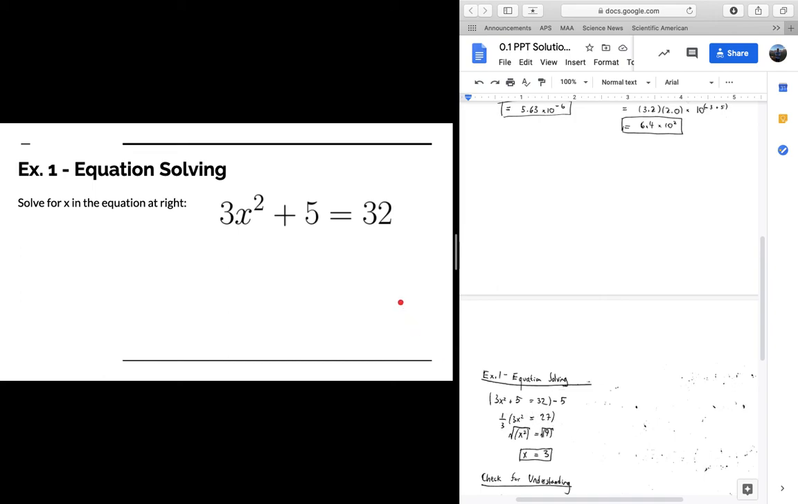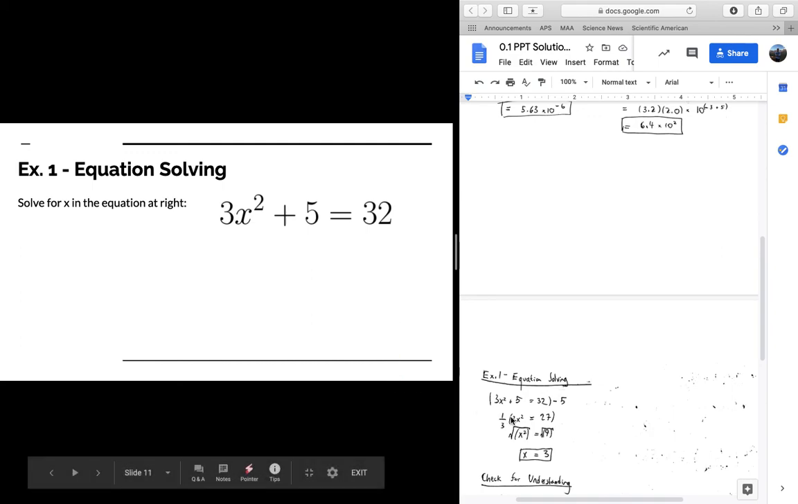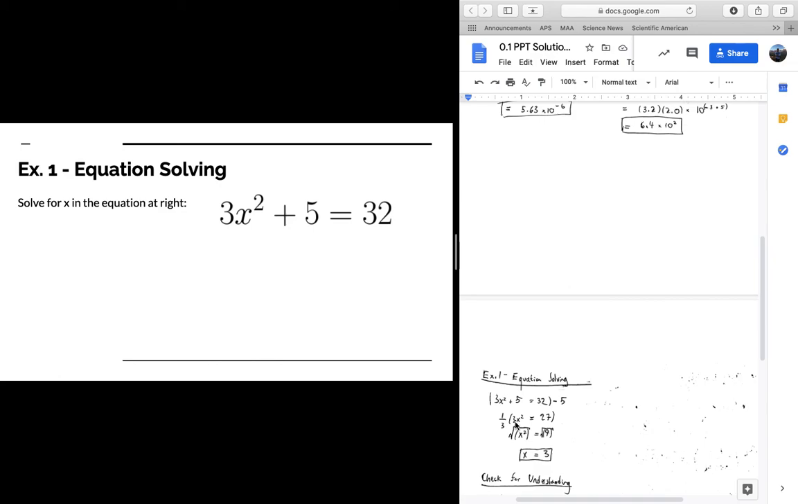The next thing I'm going to do, after I calculate out 3x squared equals 27, is divide both sides by 3, since I have 3 multiplying the x squared. And what that's going to leave me with as a result is x squared equals 9. So now in my last step, I have x squared equals 9. I need to get rid of the x squared. I need to get x by itself, which means I'm going to take the square root of both sides, and that's going to give me x equals the square root of 9, or x equals 3.